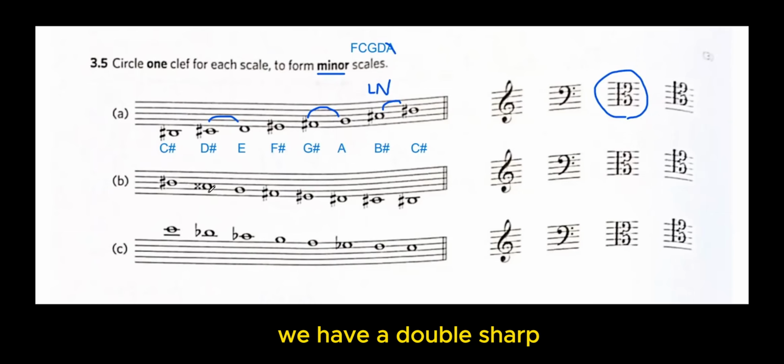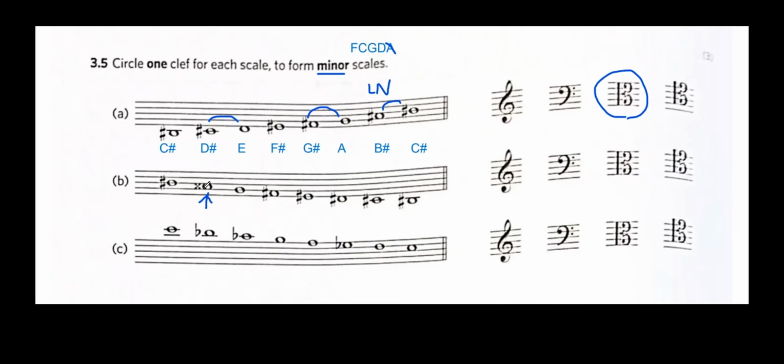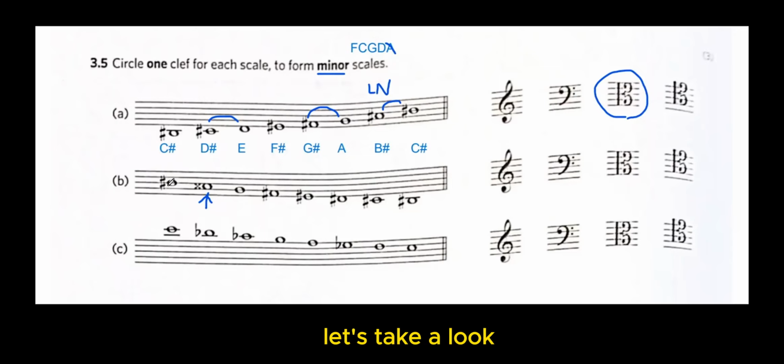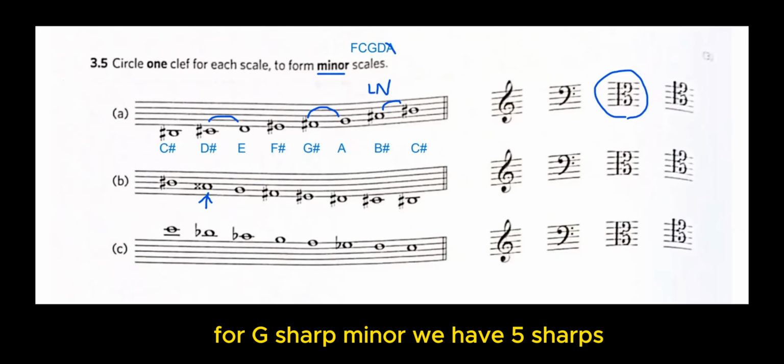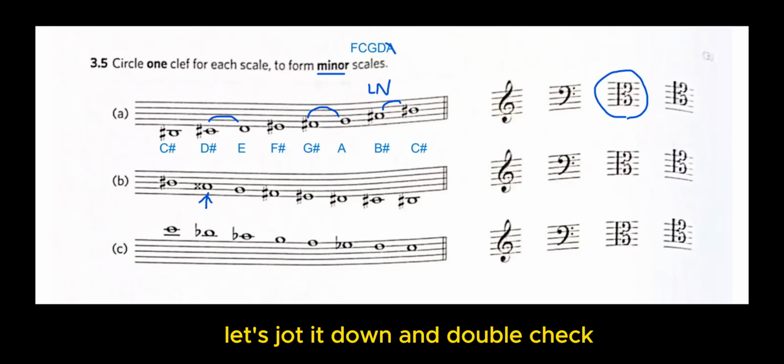We have a double sharp. There are only 2 possibilities of double sharps. That is G sharp minor or D sharp minor. Let's take a look. For G sharp minor, we have 5 sharps: 1, 2, 3, 4, 5. And the extra one is the leading note, goes up to tonic. So probably this is correct. Let's jot it down and double check.